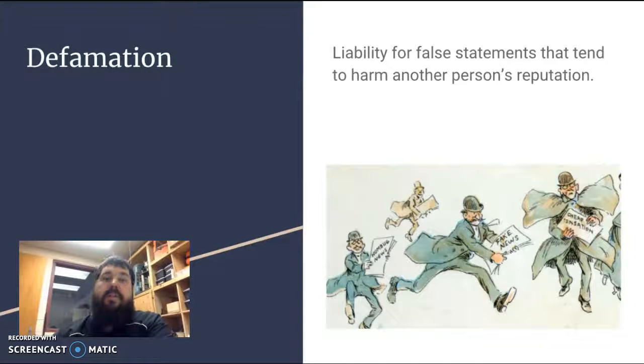Defamation. Under civil tort law, a person can be held liable for false statements that tend to harm another person's reputation.